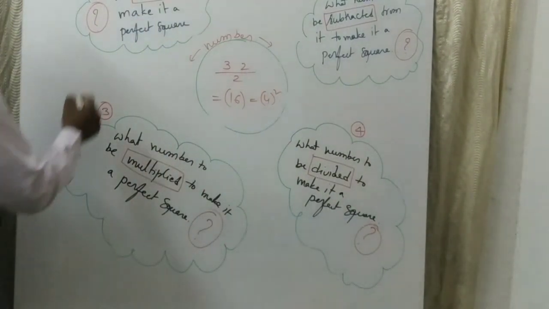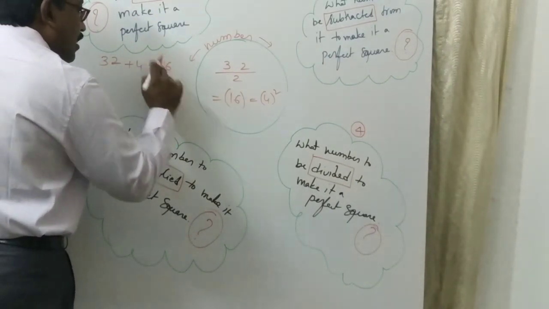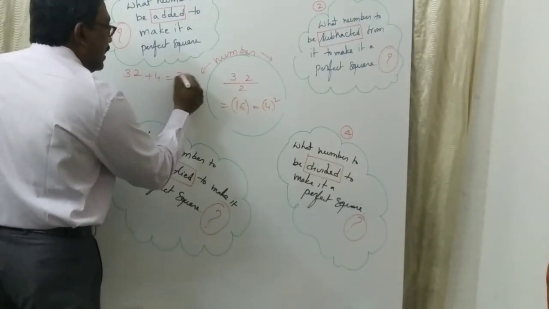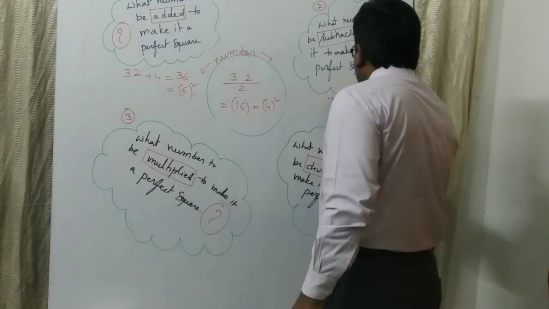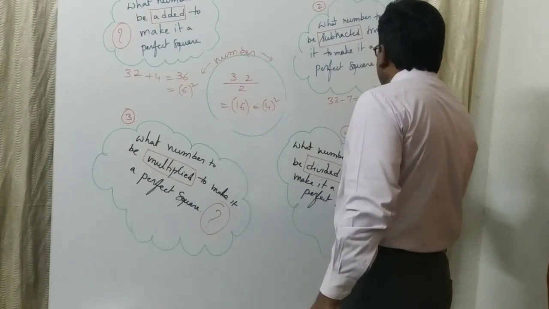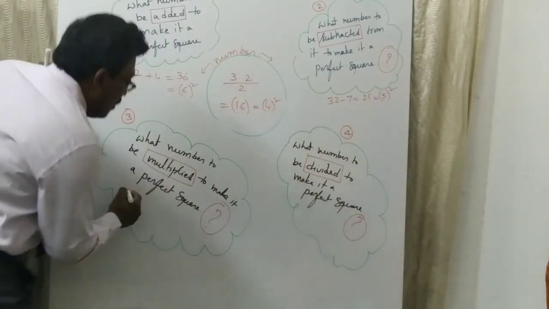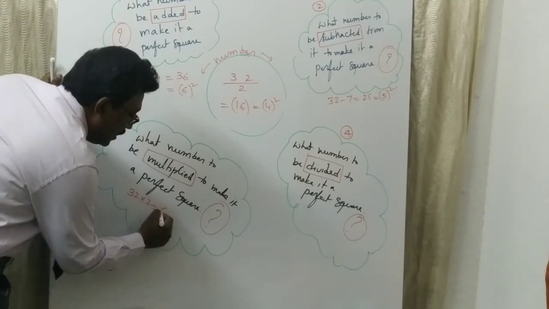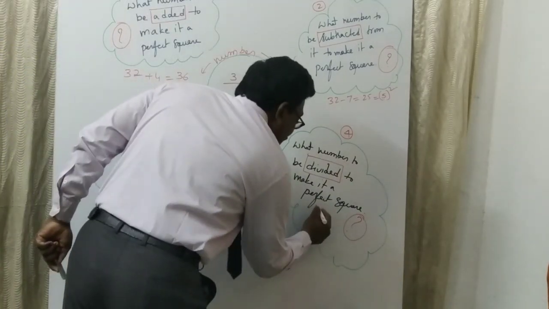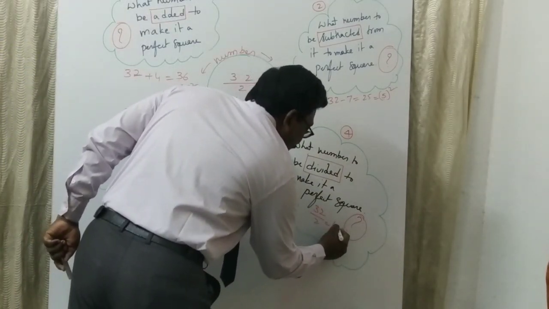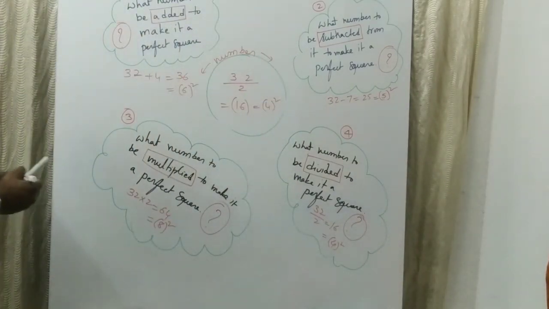So, for 32, if I add 4, 32 plus 4 is 36, and 6 square is a perfect square. If I subtract 7 from 32, that is 25, and 5 square is a perfect square. Now, 32 into 2 is 64, and 8 square is a perfect square. Now, 32 divided by 2 is 16, and that is 4 square, a perfect square.